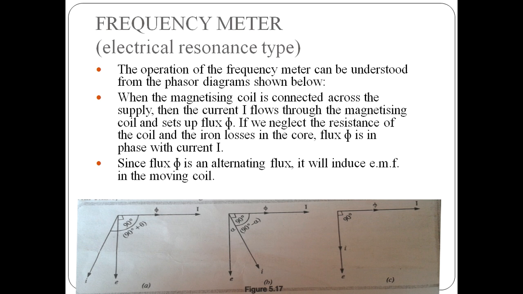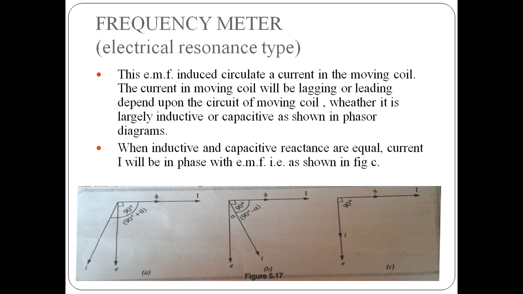Here you can see the phasor diagram of the electrical resonance type frequency meter. The induced EMF circulates a current in the moving coil. The current in the moving coil will be lagging or leading, depending upon whether the circuit of the moving coil is largely inductive or capacitive, as shown in the phasor diagram. When inductive and capacitive reactance are equal, current I will be in the same phase with the EMF, as shown in figure C.